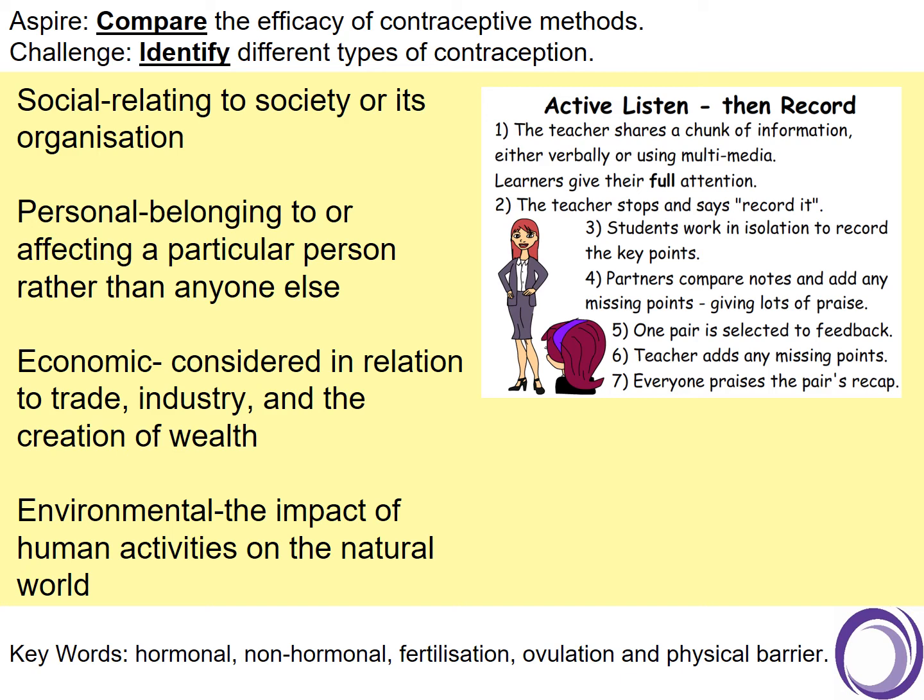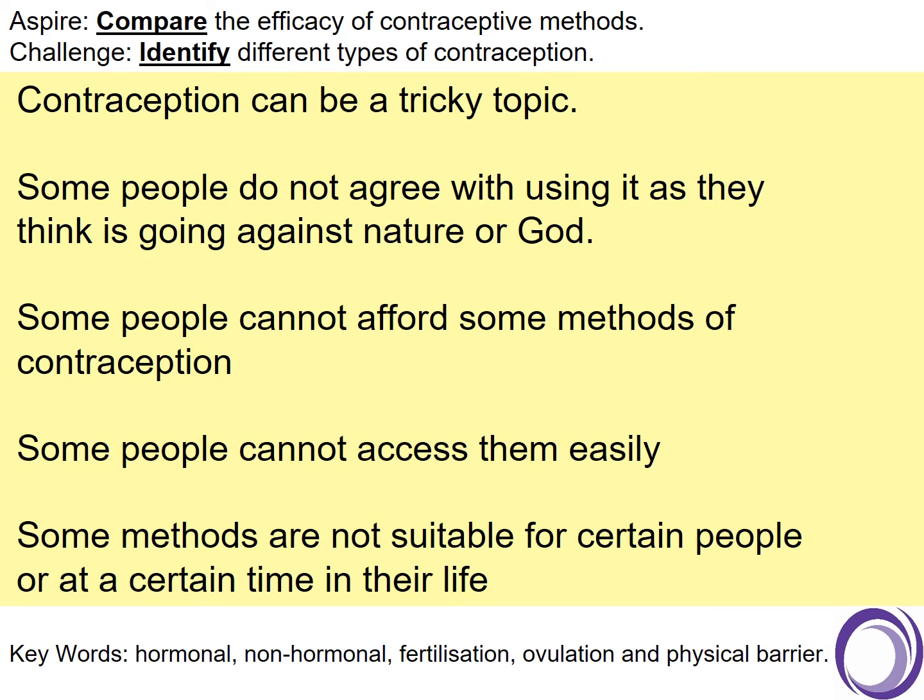And then the environmental factors is the impact of human activities on the natural world. So we know about lots of environmental factors such as global warming, effect on different animals or different plants in certain areas. Okay. So when we're talking about things and debating things, we can think about those social, personal, economic, or environmental reasons. Now, contraception can be quite a tricky topic.